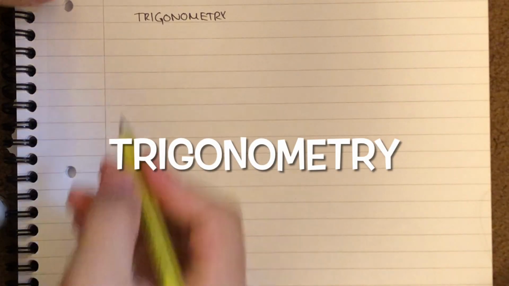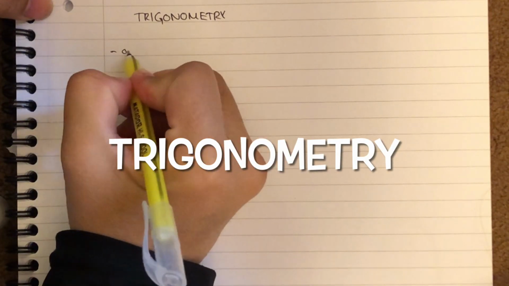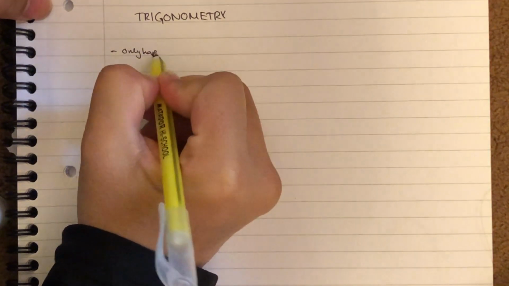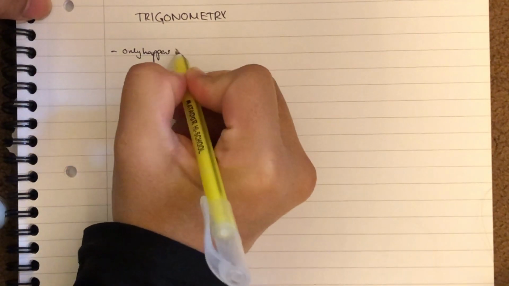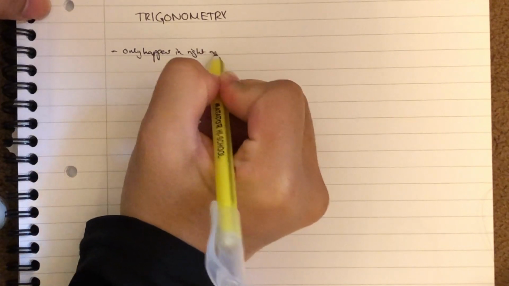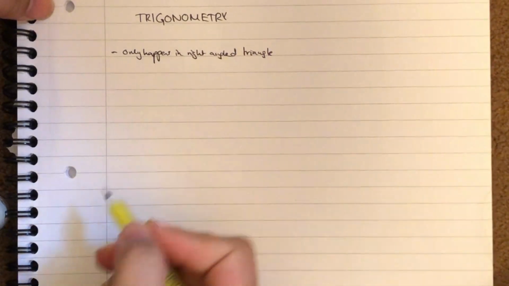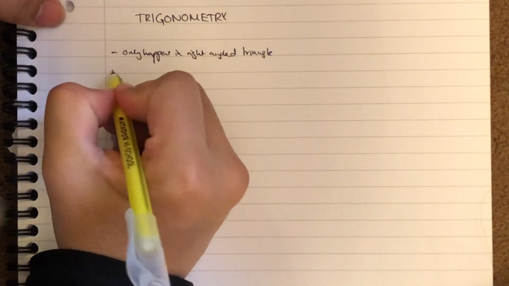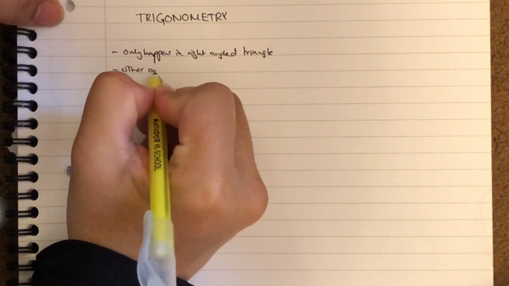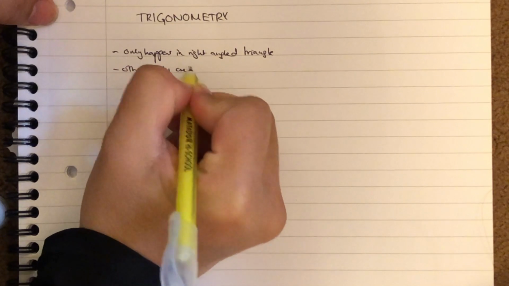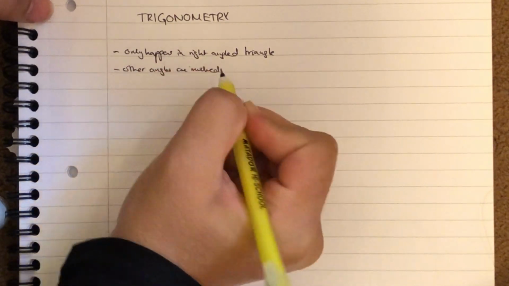Guys, so today we're going to be looking at trigonometry. Okay, so there's two rules you need to know about trig. It only ever happens in right angled triangles. And the second rule that you need to know is that it only happens when other angles are involved in my triangle. If there's no angles and just sides in my right angle triangle, I'll be using Pythagoras theorem. But if there are other angles involved, I will be using trigonometry.